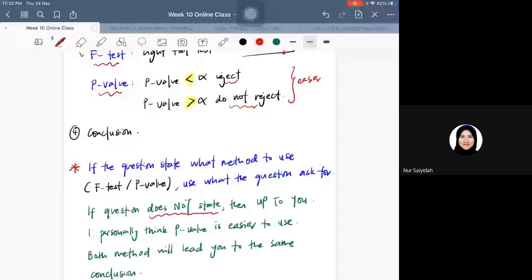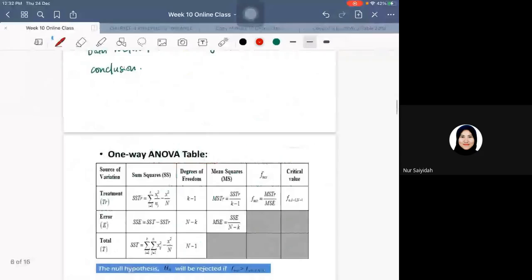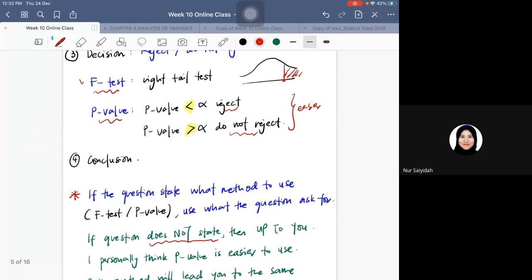Okay, before I start with explaining the table over here, is there any question about what I explained so far in terms of one-way ANOVA and two-way ANOVA?